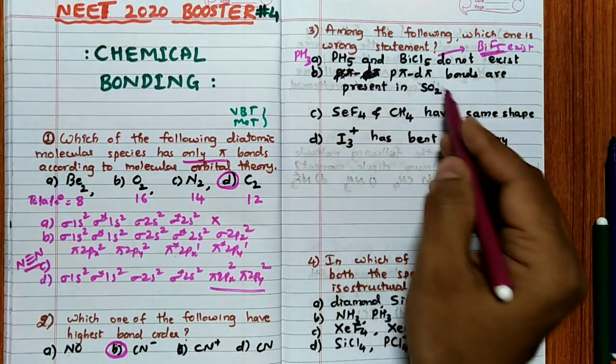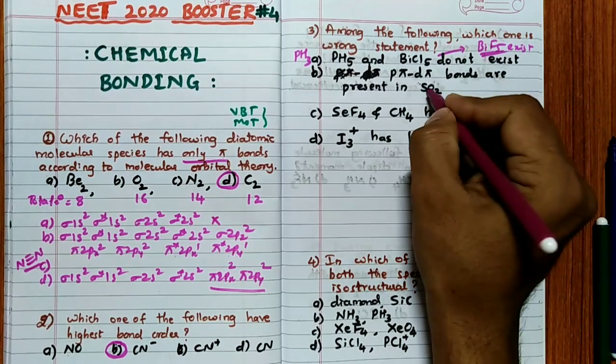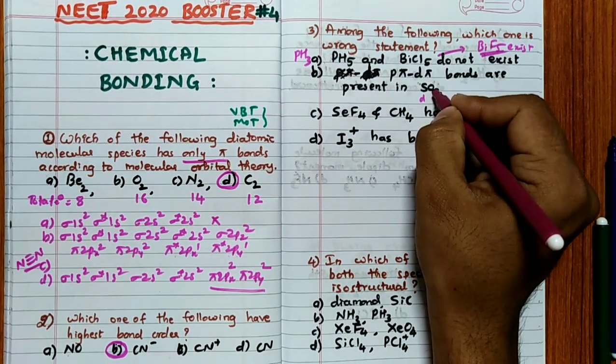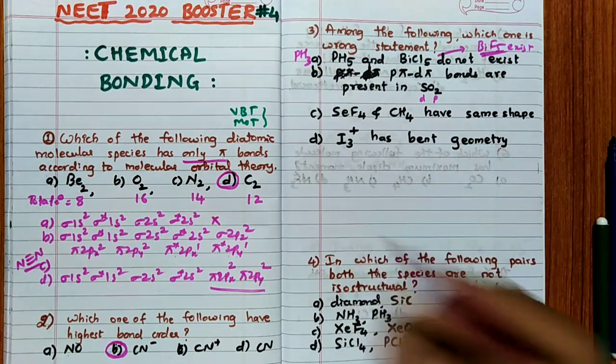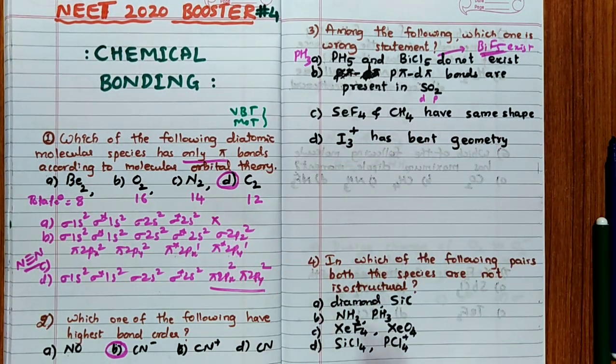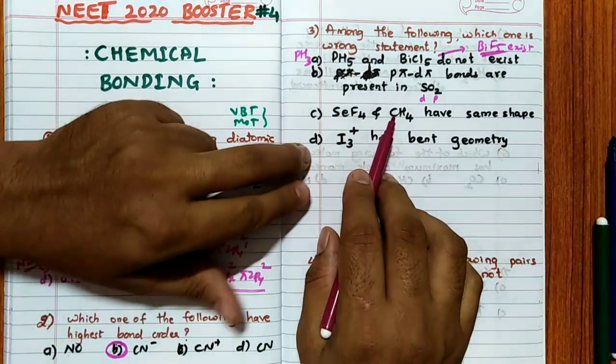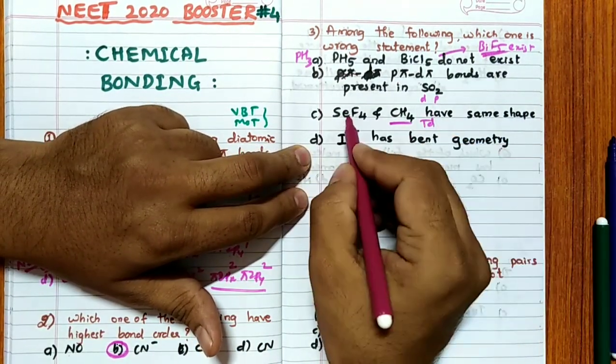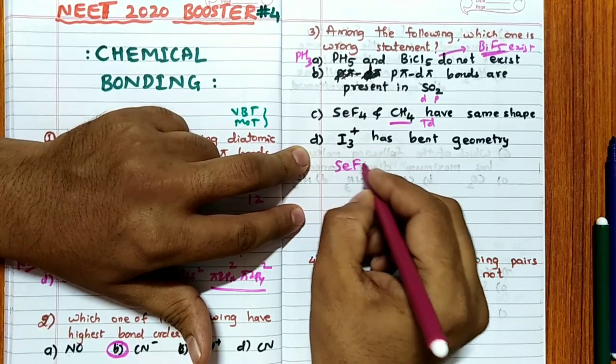P-pi, d-pi bonds are present in SO2. Definitely it is possible because sulfur has d orbitals and oxygen has p orbitals. So a p-pi, d-pi bond is possible. Then, SeF4 and CH4 have the same shape. If you see, CH4 is tetrahedral. Correct? SeF4 we will see.